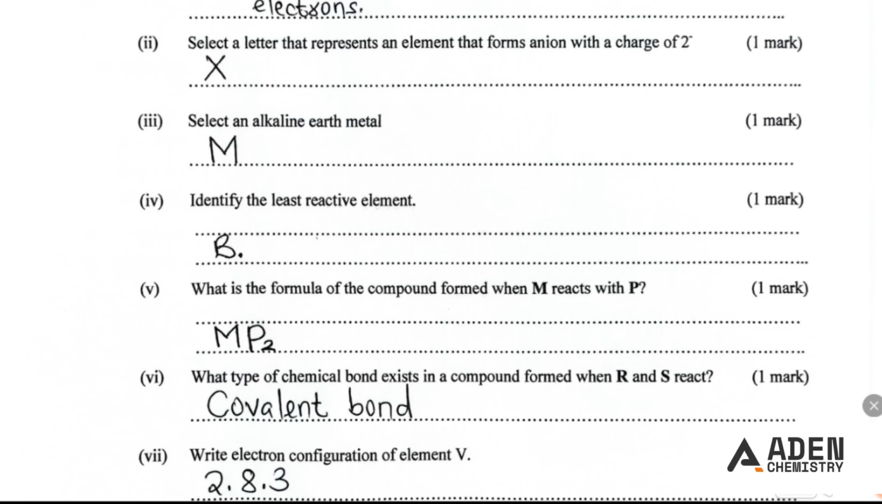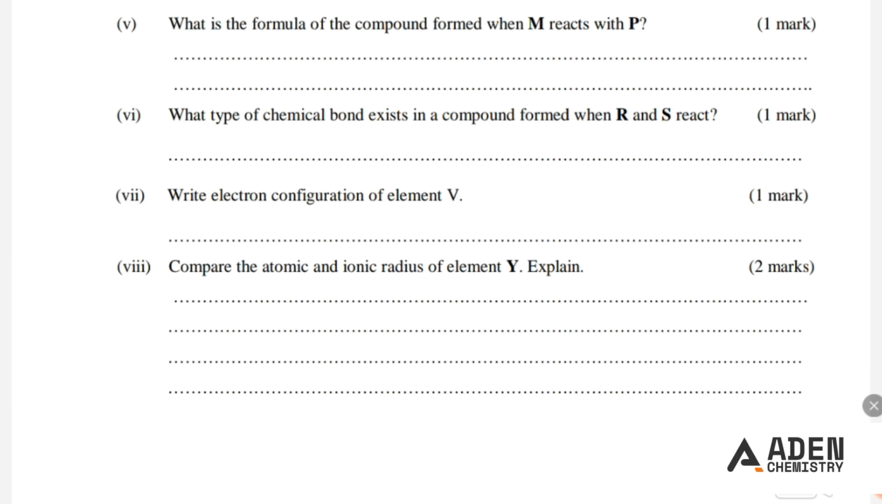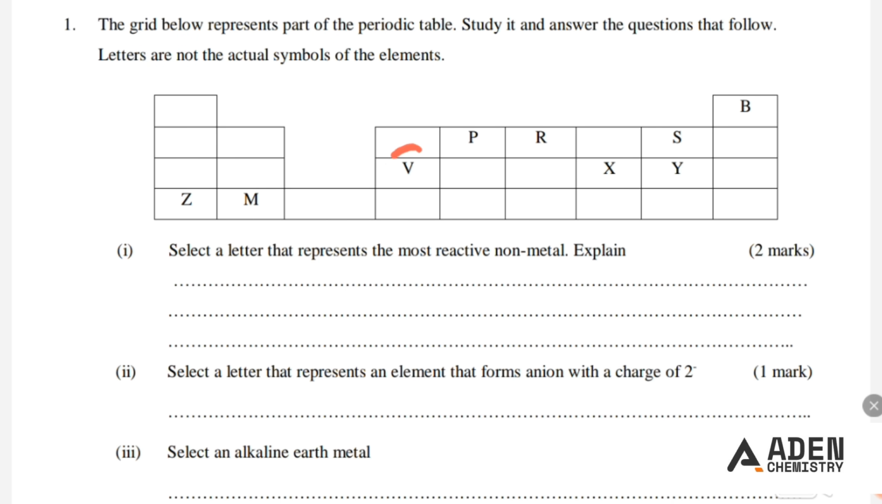Then Roman 6, we are told what type of chemical bond exists in a compound formed when R and S react. So we said R is nitrogen, then S is fluorine. So both nitrogen and fluorine are nonmetals. So when nonmetals react, they form covalent bond. So now let's proceed to Roman 7. We are told to write the electronic configuration of element V. So let's check element V. So element V is here.